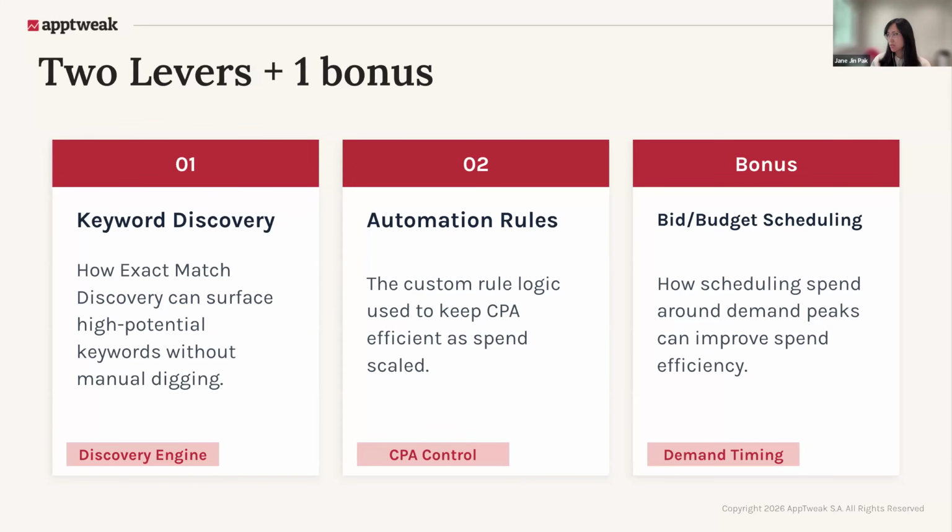And the bonus lever is bid and budget scheduling. Every app has seasonality patterns and patterns of usage when it comes to their app. Certain hours of the day, certain months out of the year, certain days within a week. And if you can identify those patterns, it's going to allow you to be a lot more efficient with your budget, and it's going to allow you to control when your budget is spent.